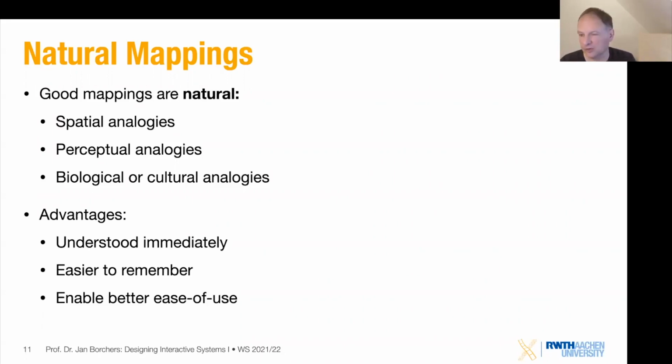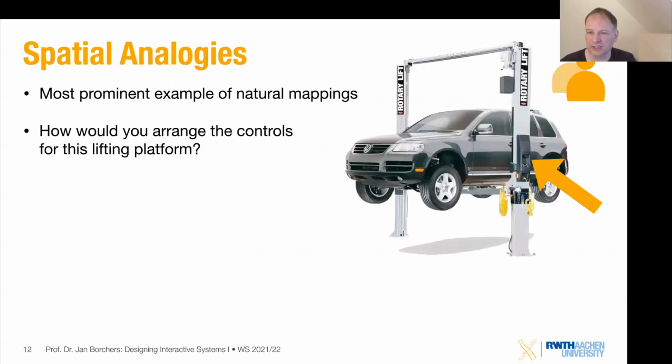This also holds for output devices. We'll talk about that in a second. The others, perceptual, biological, and cultural ones, are a little less obvious to understand, but we're going to talk about them in detail. But let's get to the spatial analogies first. And for this, I have a little in-class exercise for you to think about. So spatial analogies are the most prominent example of natural mappings and the one that's easiest to understand, and they are very, very frequent in interface design.